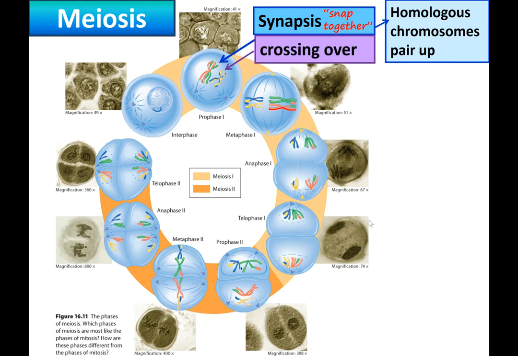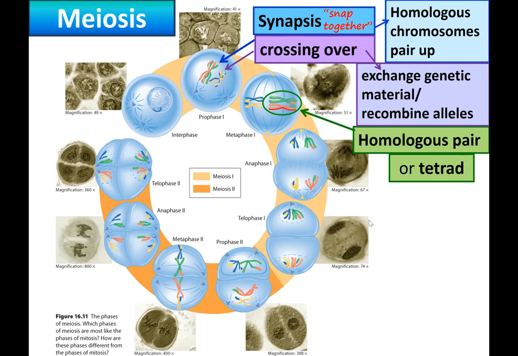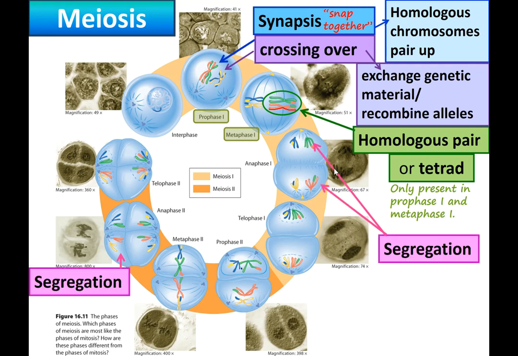While this is occurring, crossing over may occur. This is when they exchange genetic material or recombine alleles. The homologous pair forms a tetrad. This is only present in prophase I and metaphase I. That's what we call it when the 2 homologous chromosomes join together. The homologous chromosomes then separate during Anaphase I, and then the chromatids separate in Anaphase II.